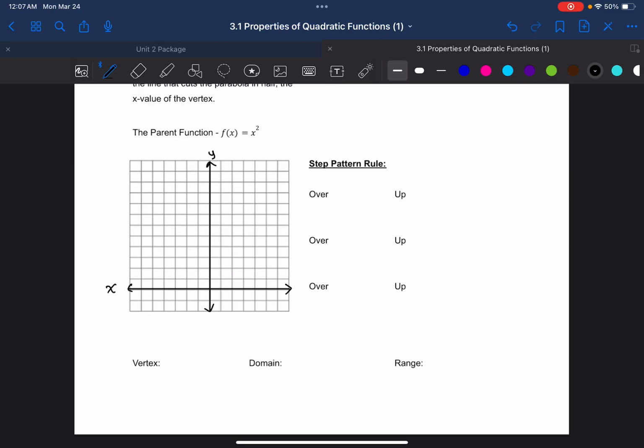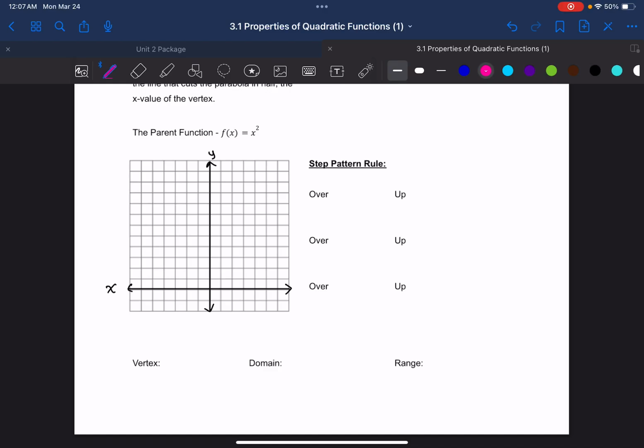Rather than plugging in values into your calculator, which you can always do, worst case scenario, you can just plug in values into your function and do, okay, -2 squared, -1 squared, 0 squared, 1 squared, and so on and so forth. It's just going to take a little bit of time, especially as your equation starts to get more complicated and you've got more parameters involved. So step pattern is your easiest bet.